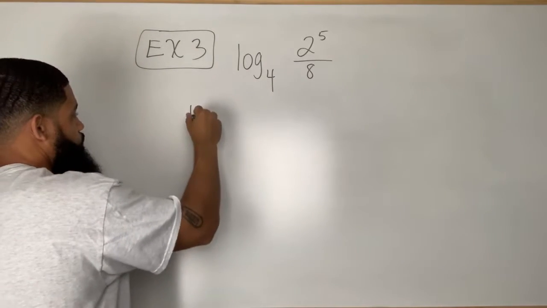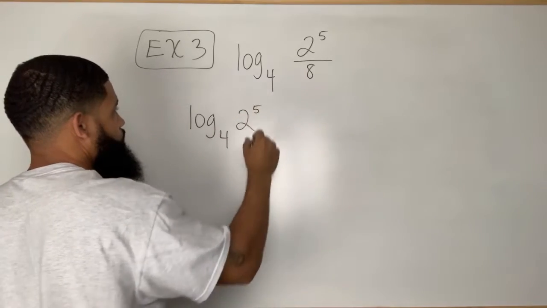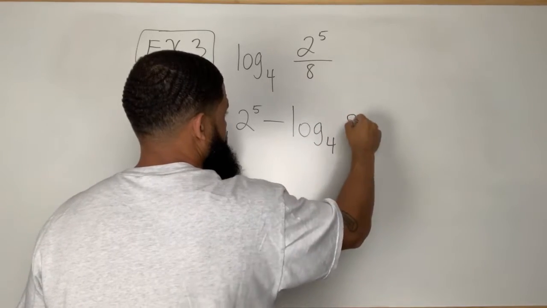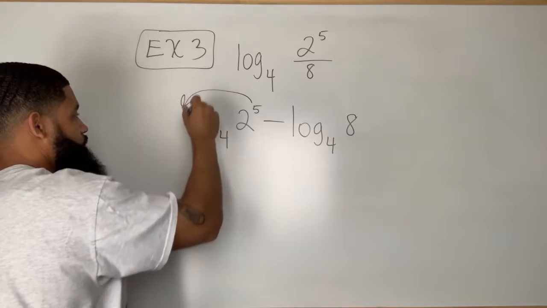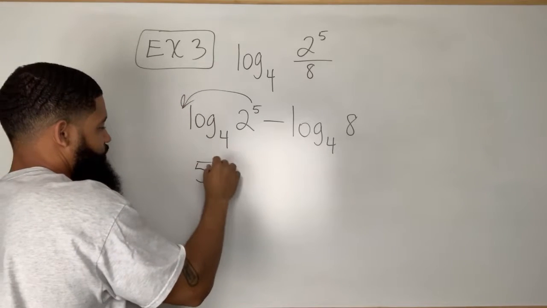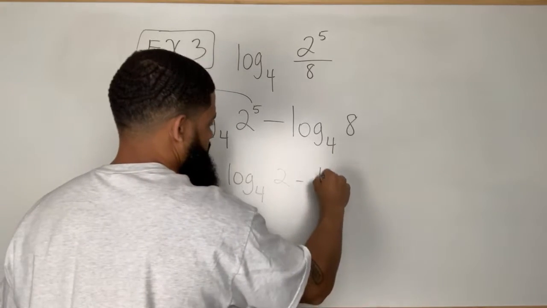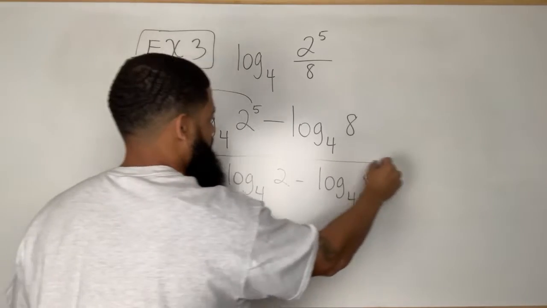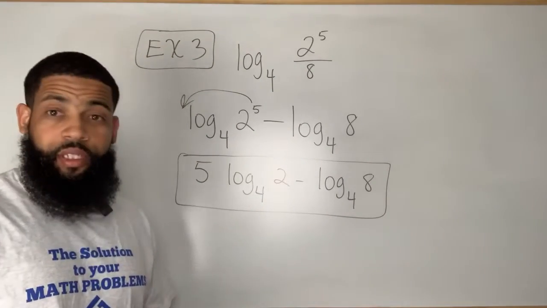All right, so I have log base 4 of 2 to the 5th power minus log base 4 of 8. All right, but I still have that exponent, so I need to take that to the front like that, and I'm going to have 5 log base 4 of 2 minus log base 4 of 8, and that would be my final answer of the expansion.